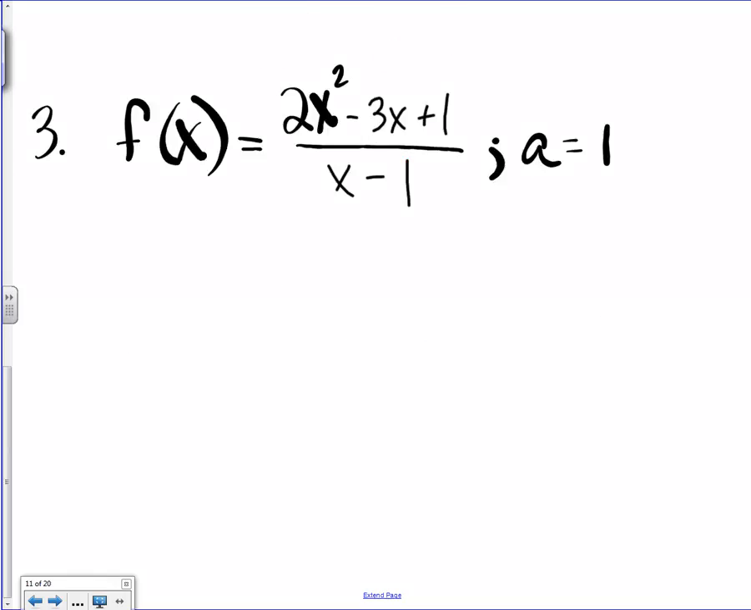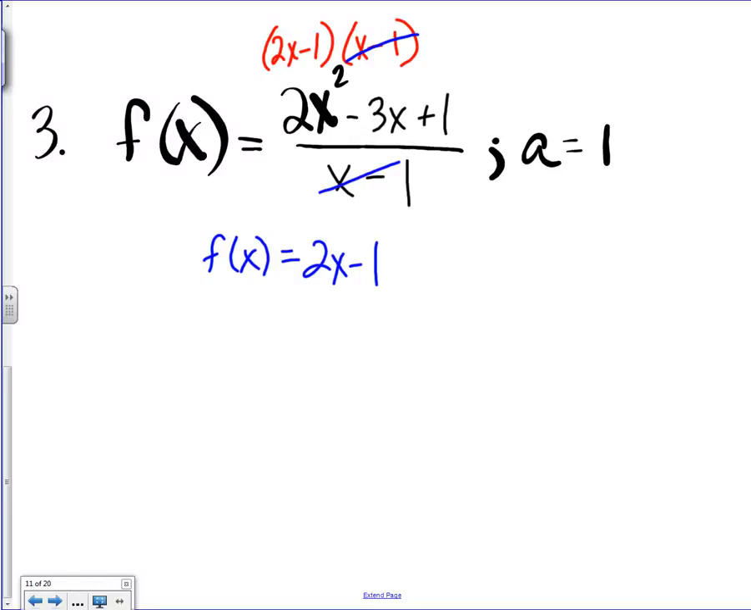And one more like this. Again, let's go ahead and factor. We get 2x minus 1 and x minus 1. Look what happens here. We get our domain error to cancel out. So right now, my function is this. There's a hole at 1 because it canceled out.